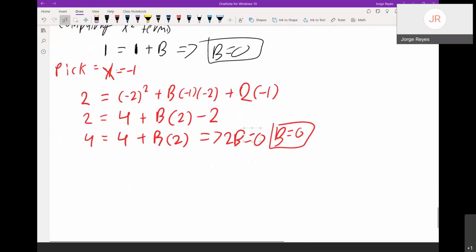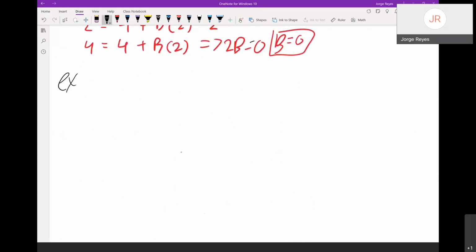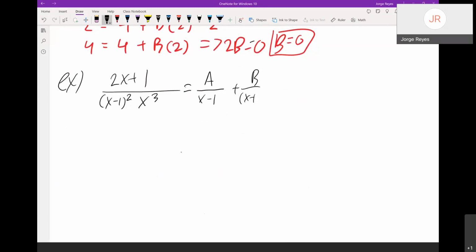So let's do one more example of the repeated linear. Here I'm going to have (2x plus 1) over (x minus 1) squared times x cubed. Okay, so again, this is a big one, right? We're going to have A over (x minus 1) plus B over (x minus 1) squared plus C over x plus D over x squared plus E over x cubed, because you have to go all the way up to the multiplicity, or the power.